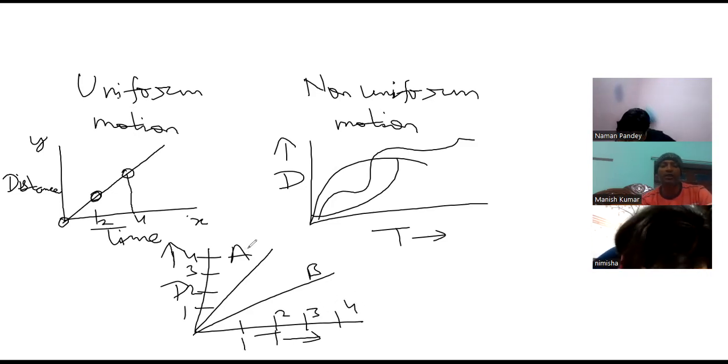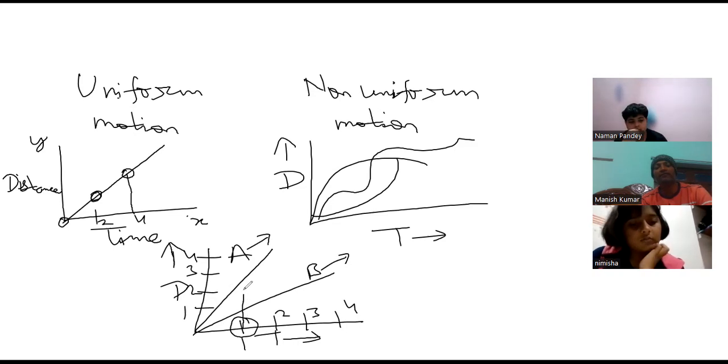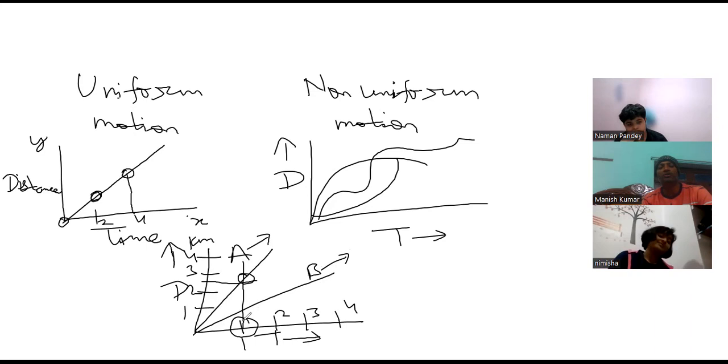Now suppose car A is moving like this and car B is moving here. In 1 hour, how much is A covering? It will be covering, suppose, 2.5 kilometers. Car B is covering less than 1 even. So which is faster? Car A, sir, the car that covers more distance in the same time. So these questions will also come with the help of graphs. You have to show which one is faster or slower.